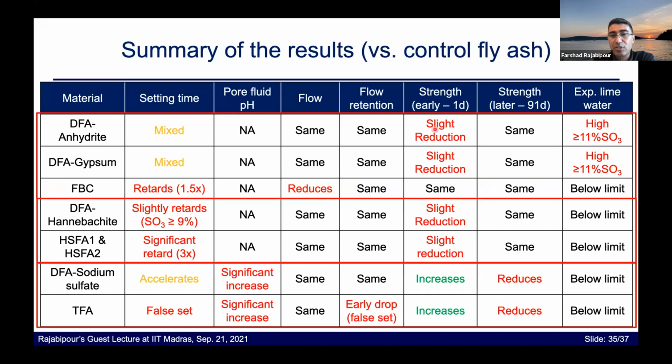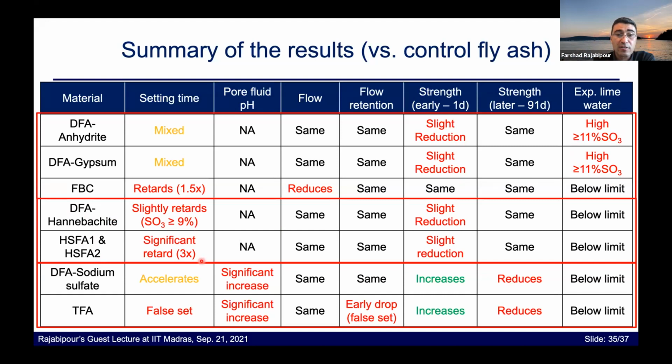Maybe a slight reduction in the one-day strength, but really the main sticking point with these fly ashes is that at very high SO3 content, above 11%, they can result in volume instability, which is a subject of our ongoing work to establish this limit a little bit firmer and see if there are ways to mitigate this issue.